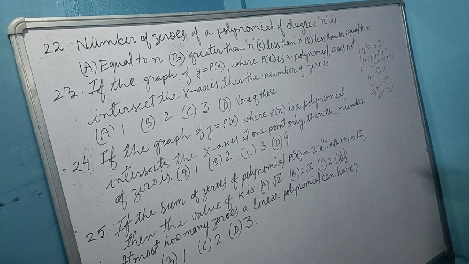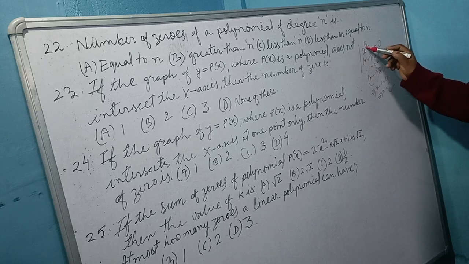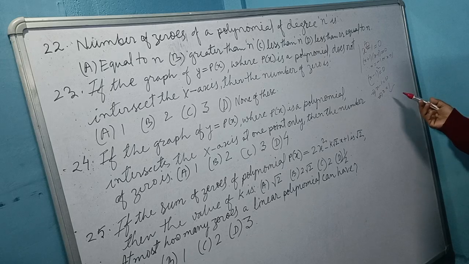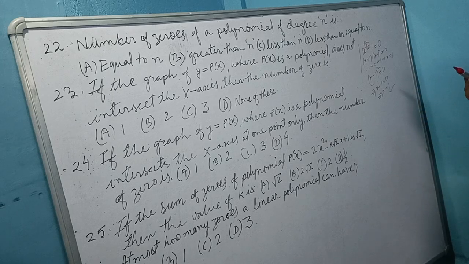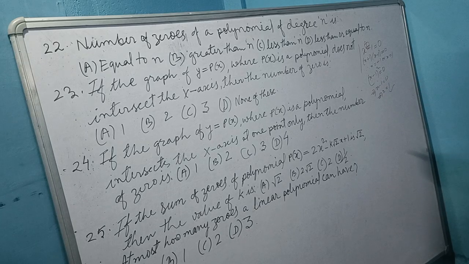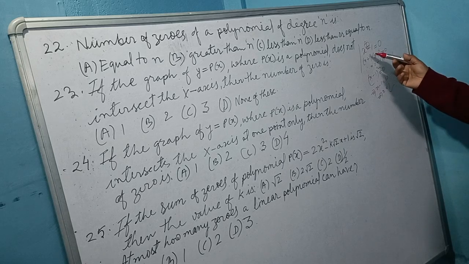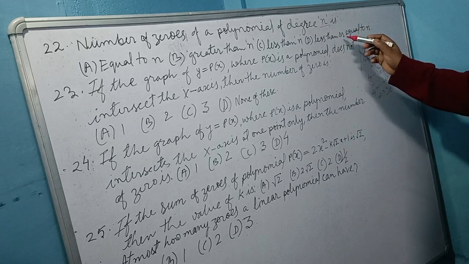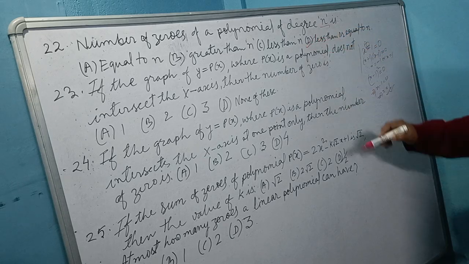So that means you might get a number of zeros equal to the degree or less than that. We can write 1, 1 as repetition of the same. That way you can say it is 2, but it can have equal to 2 or less than that. So we can say that the number of zeros of a polynomial of degree n is equal to n, or less than that. That means our option number D is the correct one.